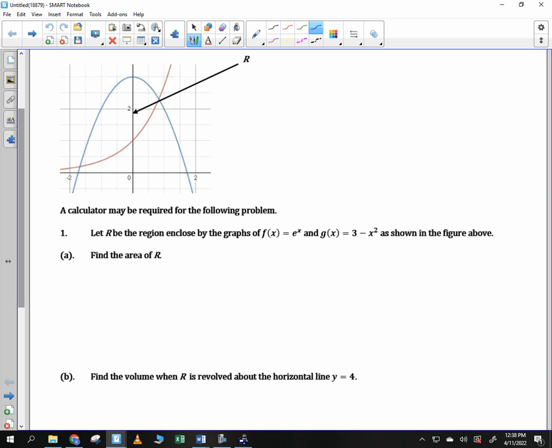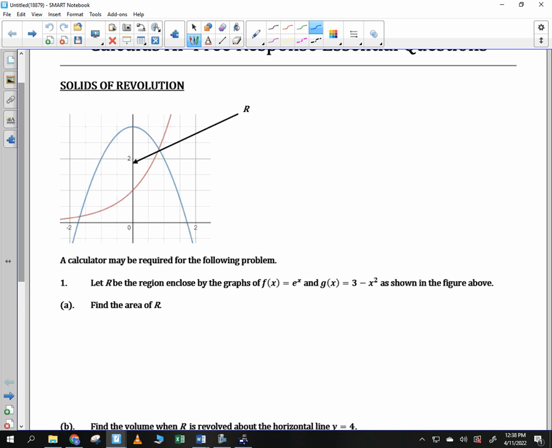This is absolutely essential, folks. You've got to know how to do this. This is number one. I want to find the area of R. Top minus bottom. Which function is on the top? Yep, g of x is on the top. Excellent. Which function is on the bottom?